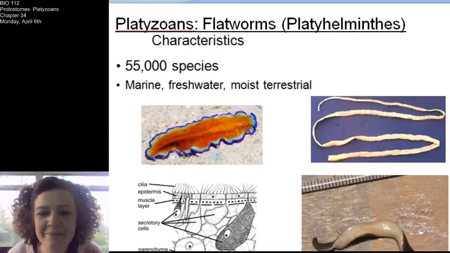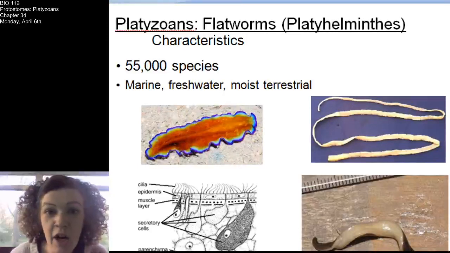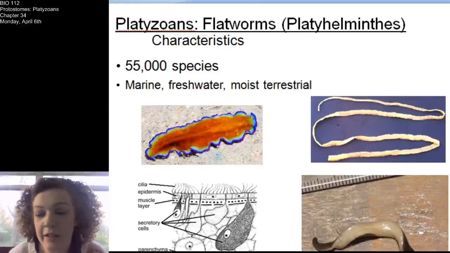Okay, all right. So this is phylum Platyhelminthes, and what's really nice about this last part of the semester is that lab and lecture overlap quite a bit. Okay, so your lecture.